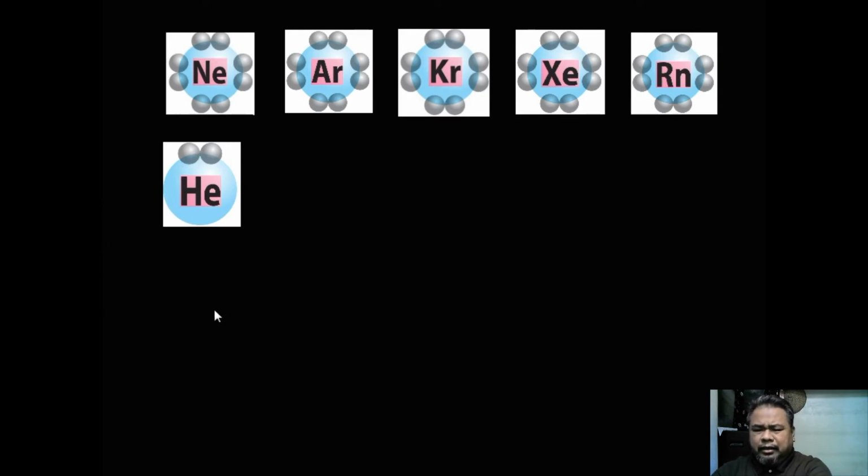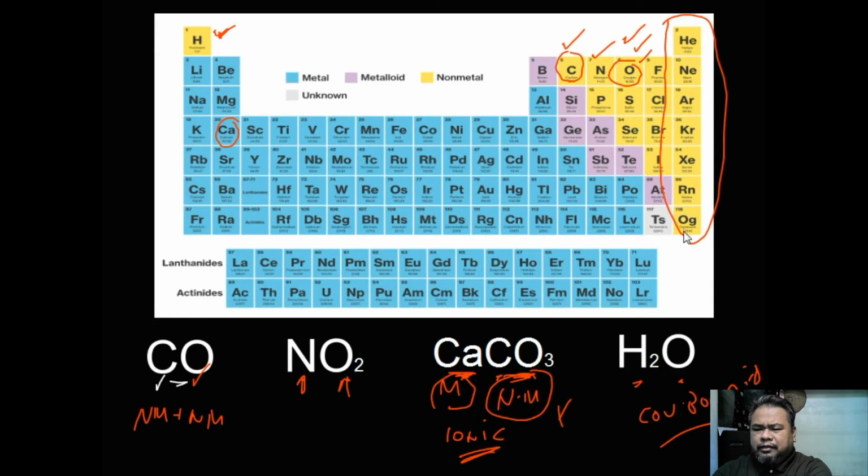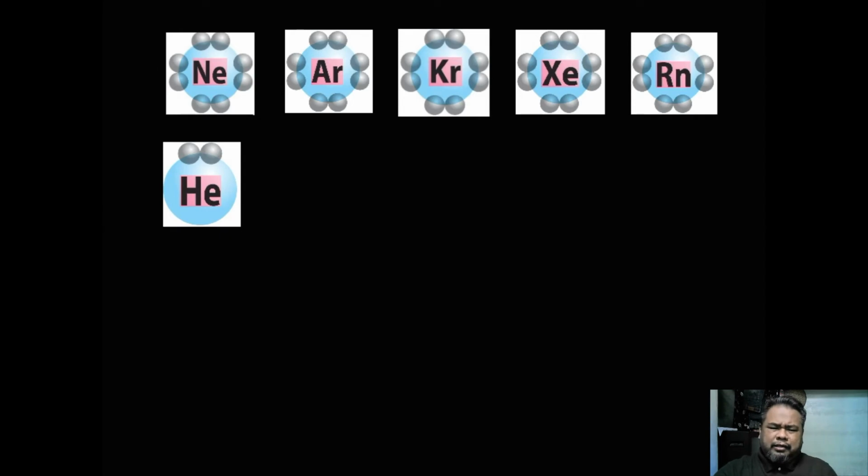Oganesson is also considered. Oganesson is here. It's radioactive, and it's expected to be a gas belonging to the noble gas family. Now, if these elements are already stable, meaning they're already happy, they don't react with other elements. Other elements that lack electrons in their outer shell tend to react in order to become stable. They are looking for a partner so they can become stable. So, other elements are like that.